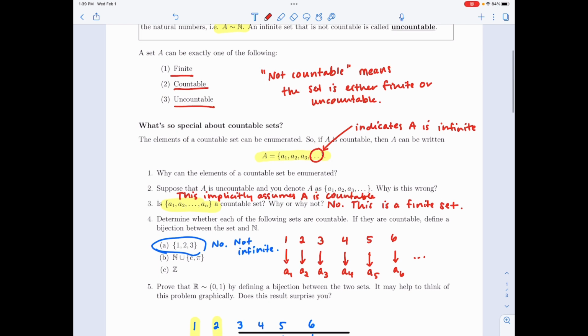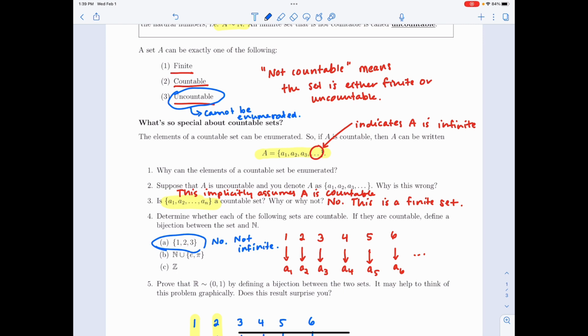And an important fact here is that uncountable sets cannot be enumerated. If they could be enumerated, then you would basically have a way to define an onto map between the natural numbers and that set. The fact that elements of a countable set can be enumerated automatically arises from the fact that there exists this F that's a bijection from the natural numbers to your set A. And F of n maps to the nth element of your set A, and that's how you enumerate it.